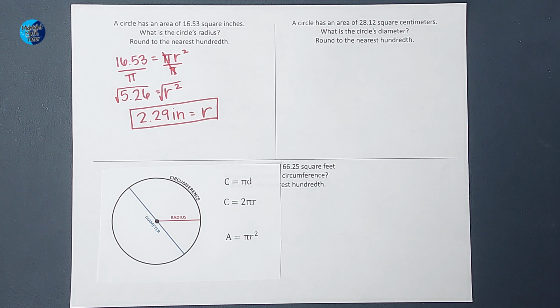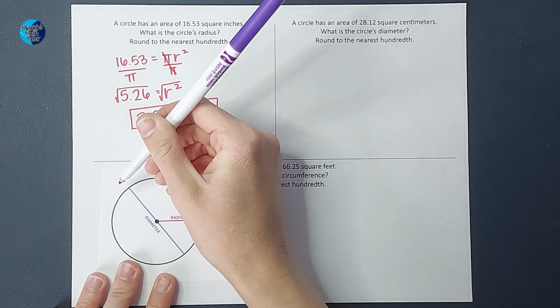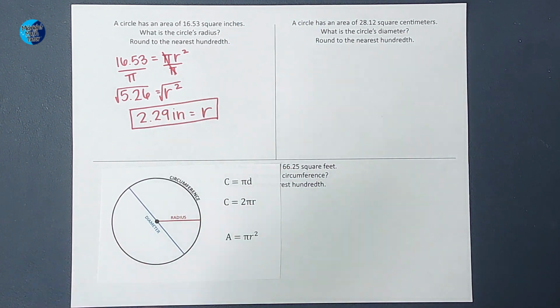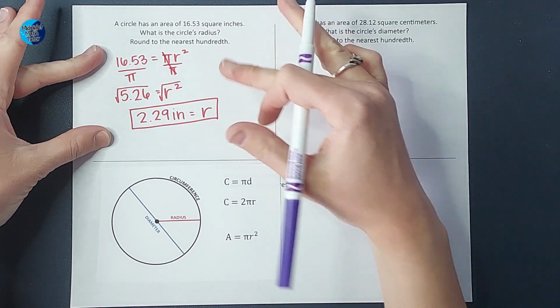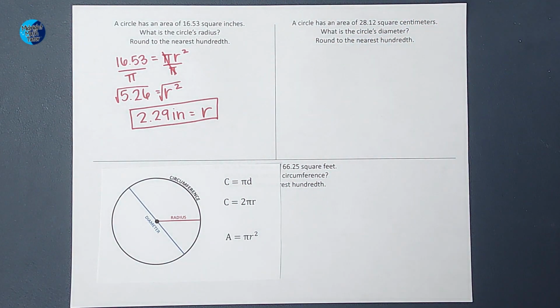Okay, next one. A circle has an area of 28.12 square centimeters. What is the circle's diameter? Okay, so remember, radius that we just found, that's from the center to the edge. Diameter is all the way across. Okay, so what we're going to do is do just what we did here. Find the radius, and then guess what? Multiply it by 2. That's our diameter.